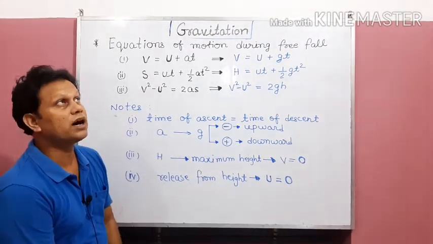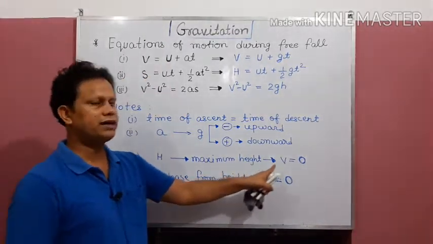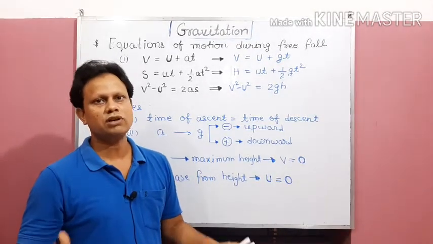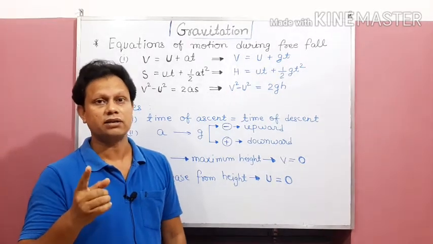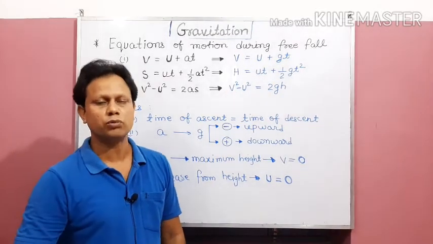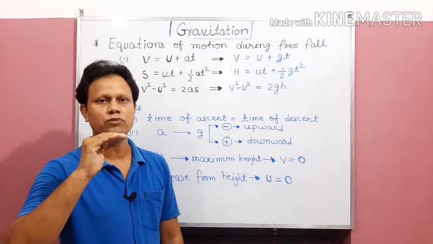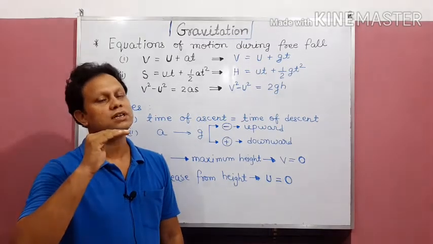Maximum height means the height till which the object has reached. Now, at maximum height, the final velocity of the object will be taken as 0, because only then will it have reached the maximum height. There is a difference between height and maximum height. Height can be anywhere during the motion, but maximum height means it has reached its utmost value, and at that point the final velocity of the object will be 0.